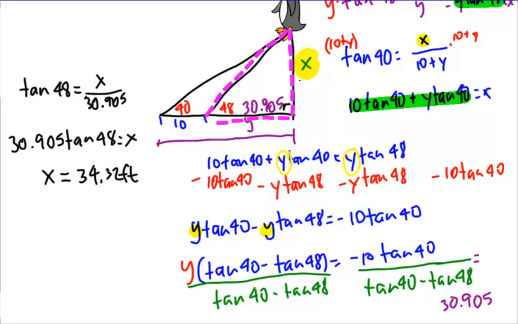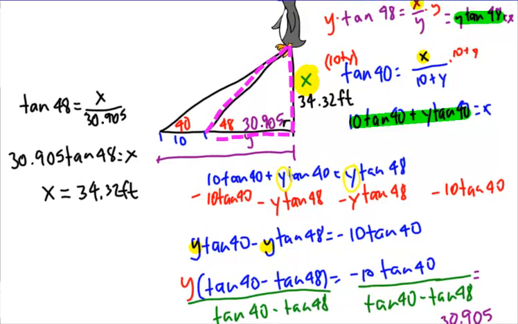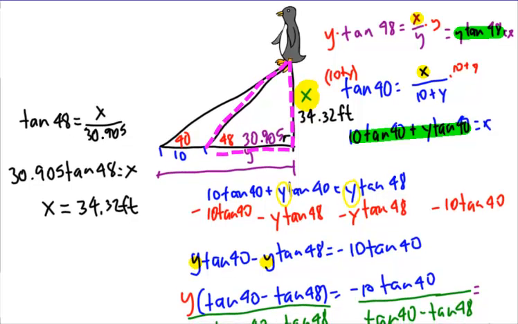And so what's our answer here? Well, the answer is that the penguin is 34.32 feet in the air at a height of 32.3 feet. It's an involved problem, but if you do one little step at a time, it's really bearable.